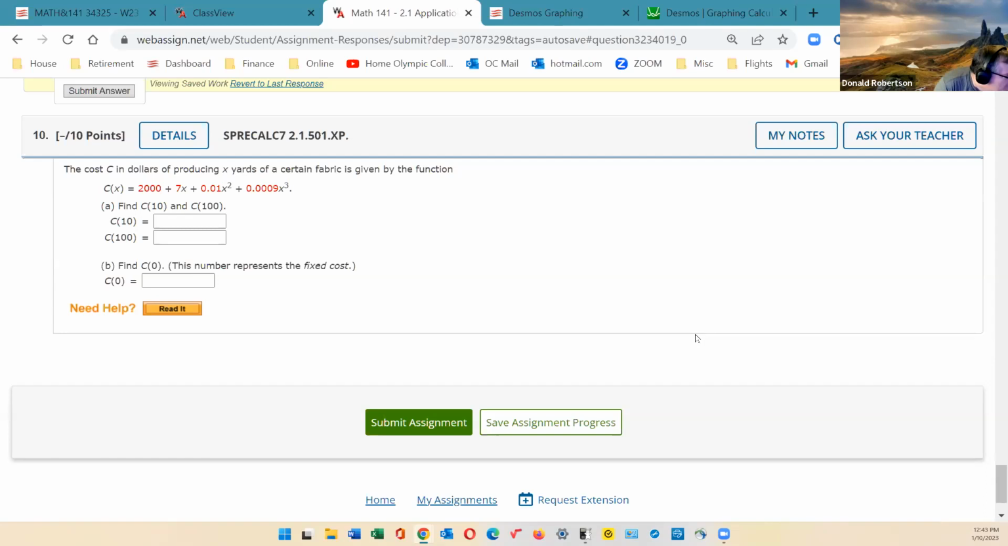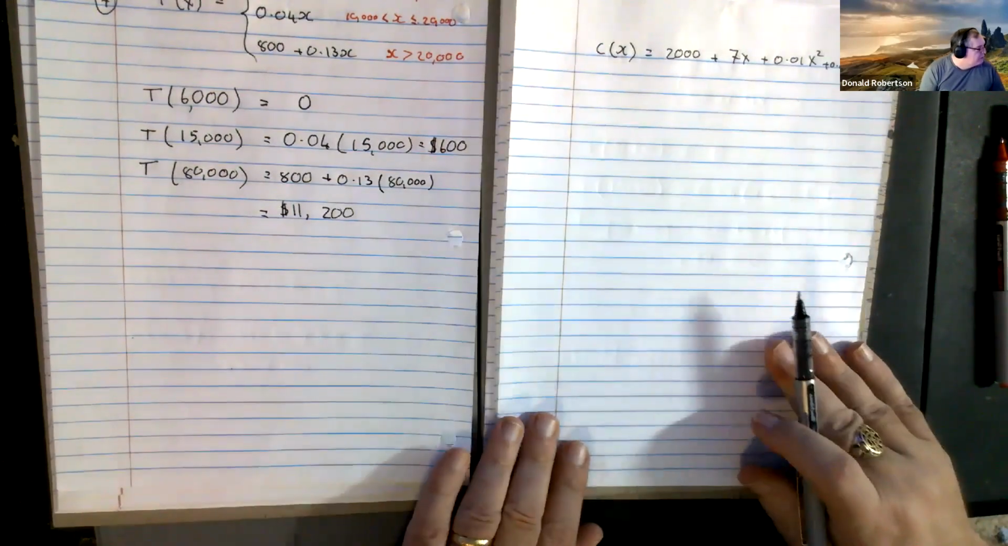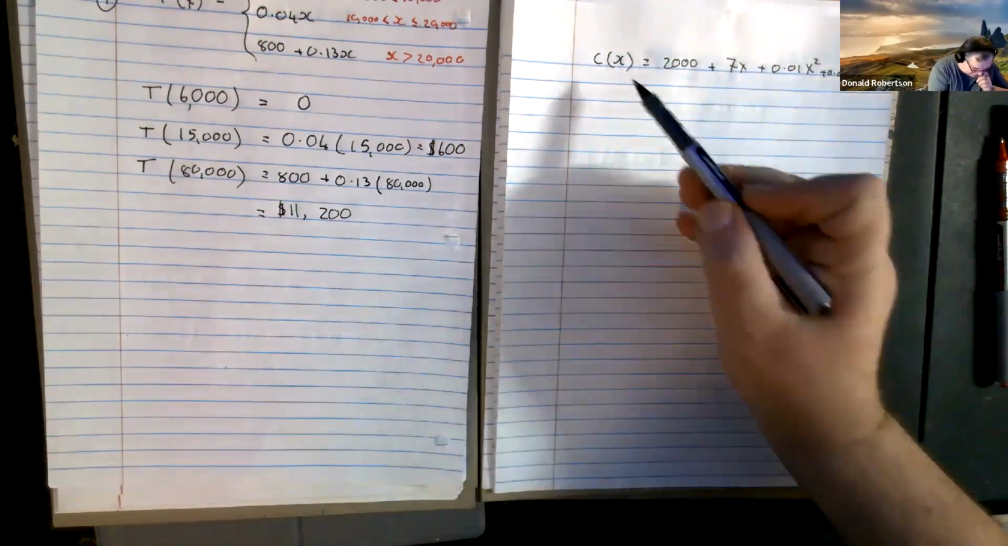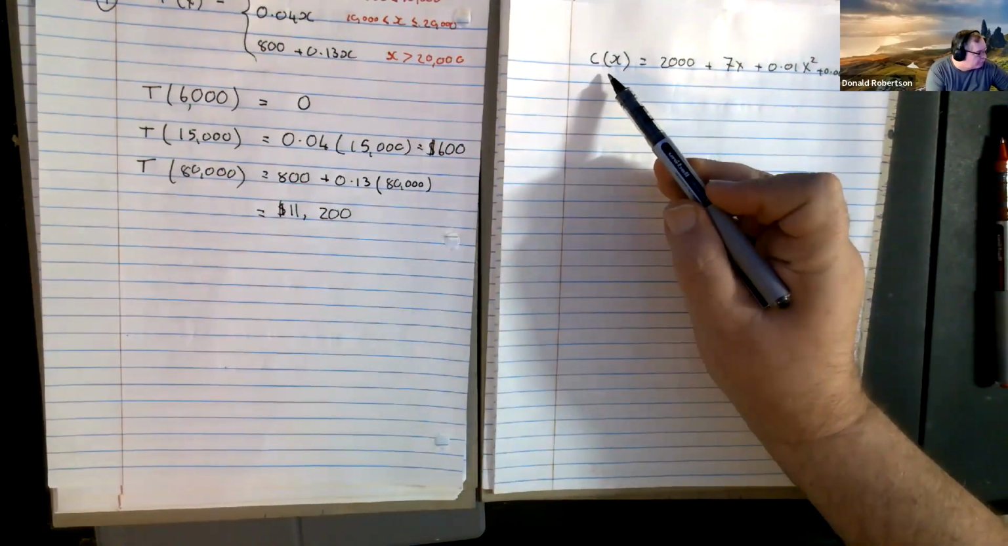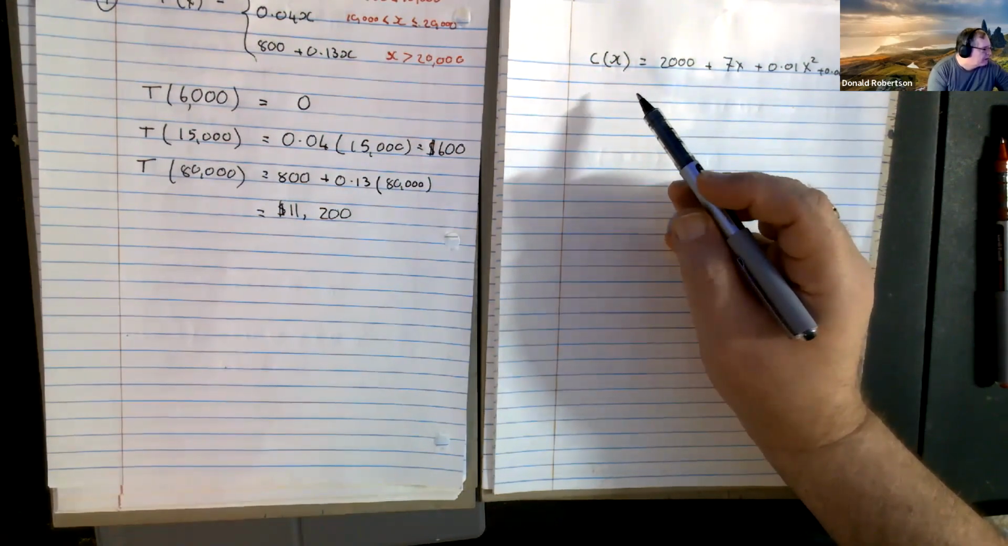That's 1, 2, 3, 3 zeros. 9x cubed. Okay. So for our last and final question for today, what we're looking at is basically just another formula story. And this is the formula here. And this is C, the cost in dollars of producing X yards of a particular fabric.